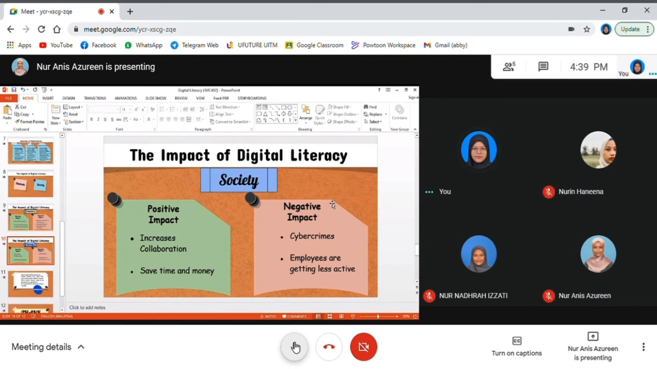Meanwhile, digital literacy has also some negative effects on society. One of the negative effects is cybercrimes. Effective cyber attacks may have far-reaching effects including financial damage, misuse of intellectual property, and loss of customer interest and trust. And the last one is employees get less motivated.